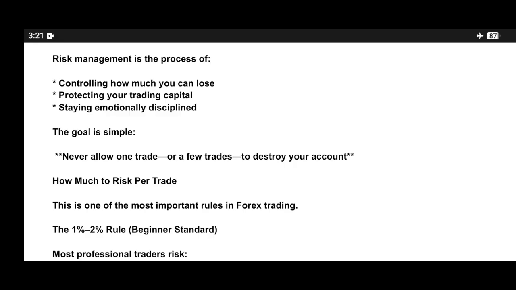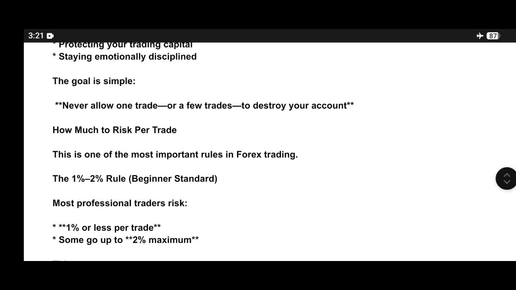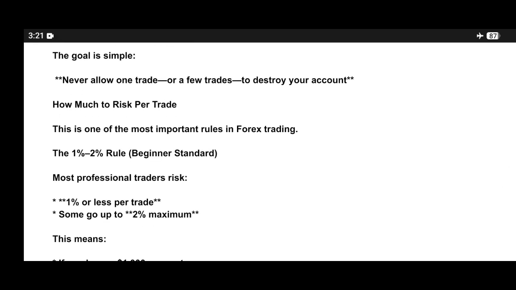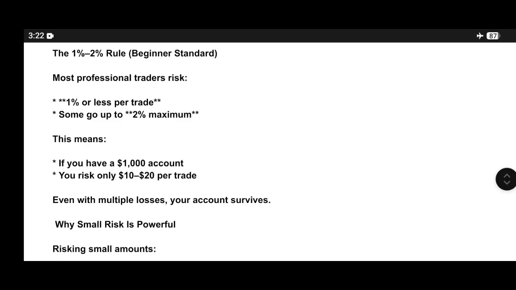How much to risk per trade? This is one of the most important rules in Forex trading. The 1% or 2% rule, a beginner standard. Most professional traders risk 1% or less per trade. Some go up to 2% maximum. This means that if you have a $1,000 account, you risk only $10 or $20 per trade.